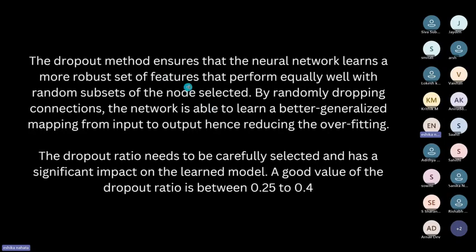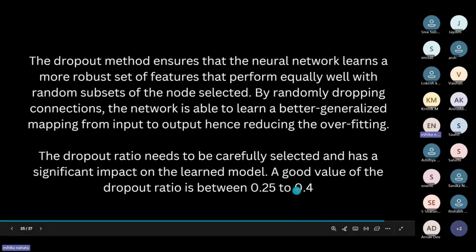Like I said, it just ensures that the neural network learns a more robust set of features and performs equally well with random subsets of the nodes selected, because they are not dependent on each other now. So you get a more generalized model and a more robust model, and hence this reduces overfitting. And a good value of dropout is seen to be 0.25 to 0.4.